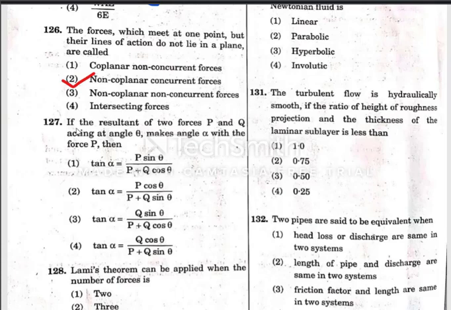And the next question: if the resultant of two forces P and Q acting at angle theta makes an angle alpha with the force P, then tan alpha is equal to Q sin theta by P plus Q cos theta. That is the correct answer. Option 3 is the correct option for this question.